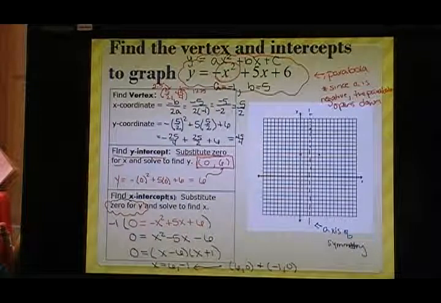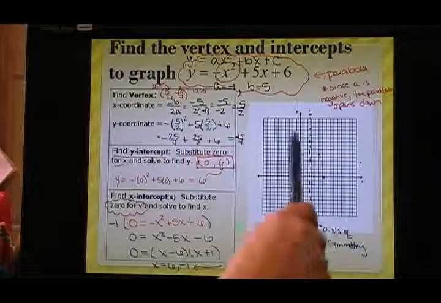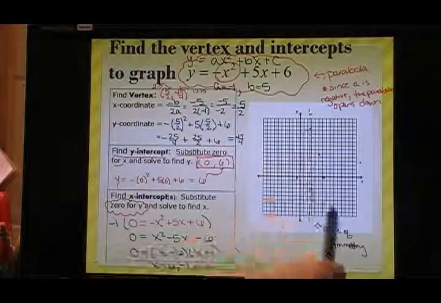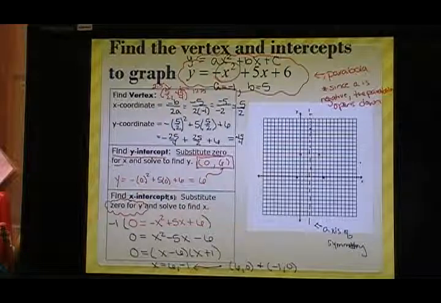Okay, if we plot those 2 points, so 1, 2, 3, 4, 5, 6, again, that all gels. It looks like I'm getting this nice symmetric parabola, which I should. Okay, and so then we can go ahead and just create the parabola through the points that we've found.